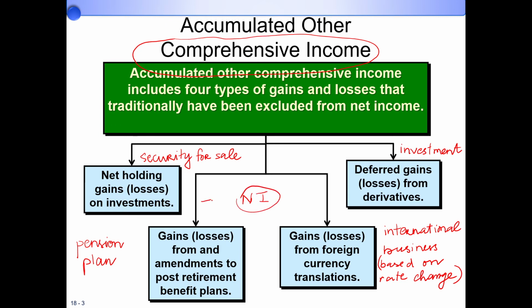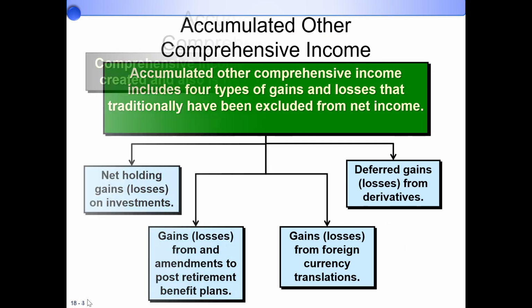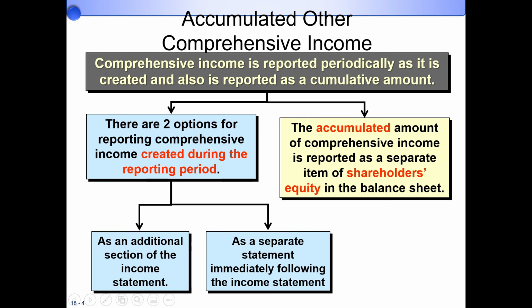There are two options. One is as an additional section of the income statement. You prepare an income statement just like usual. You start with revenues, then expenses, and you get net income. Then you add those four additional special gains and losses, and by the end, your total is called the comprehensive income. So this is option number 1, as an additional section of the income statement.